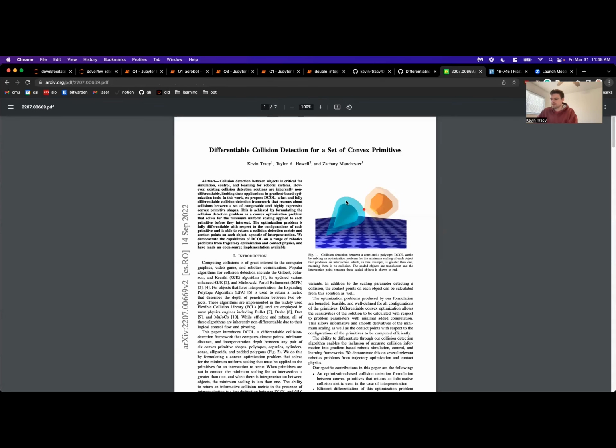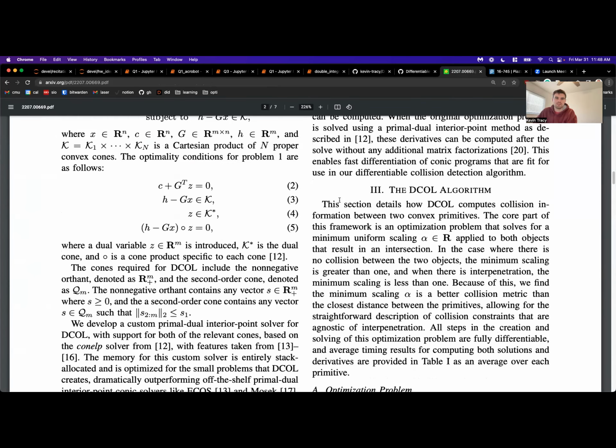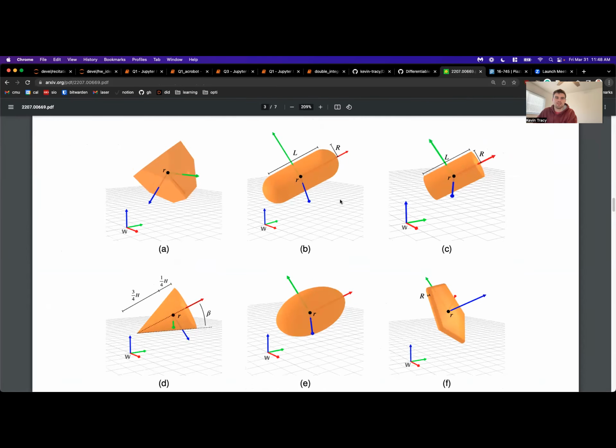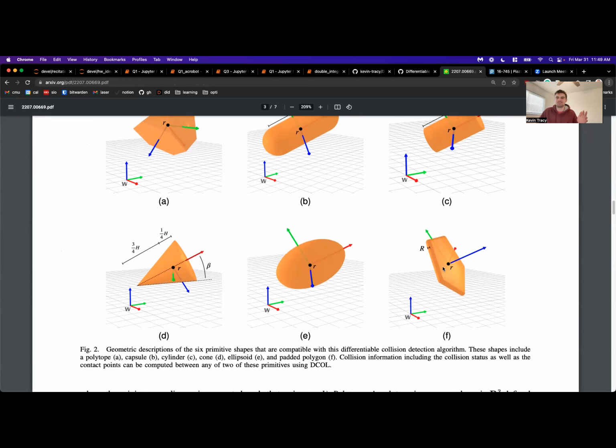So let's see. So here's this paper. Basically, what we do is that we want it to be any one of these shapes. So here's an arbitrary polytope, with as many faces as I want. I could do a cube or a rectangular prism, or any polytope I can describe with linear inequalities. And then a capsule, cylinder, cone, generic ellipsoid, and then this is like a padded polygon. So it's just like a 2D shape with a cushion radius around it.